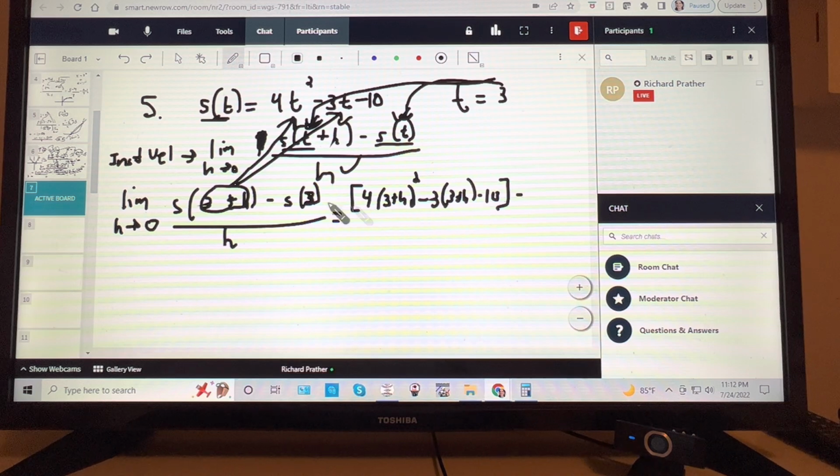That bracket is S of 3 plus h. Minus, and now I'm going to do another bracket for S of 3. Put a 3 there and there. 4 times 3 squared, minus 3 times 3, minus 10. So this time there's 3 terms in this slot.